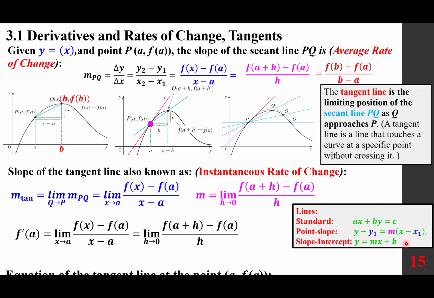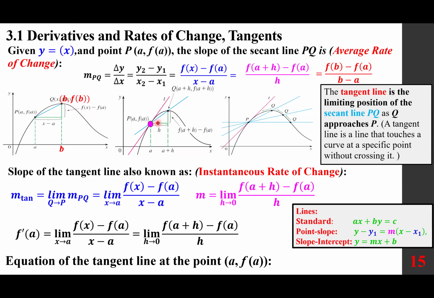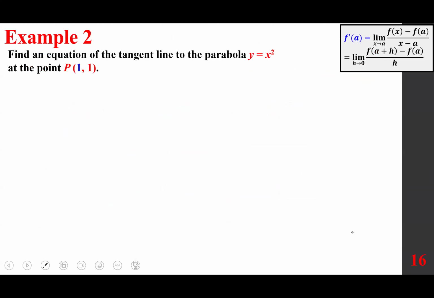So if you want an equation at this point a, f of a, we're going to go with y minus y1. That means y minus f of a equals m, f prime of a, times x minus x1, that means x minus a. You can memorize that, or just apply the point slope. It's really that simple. So here's an example.